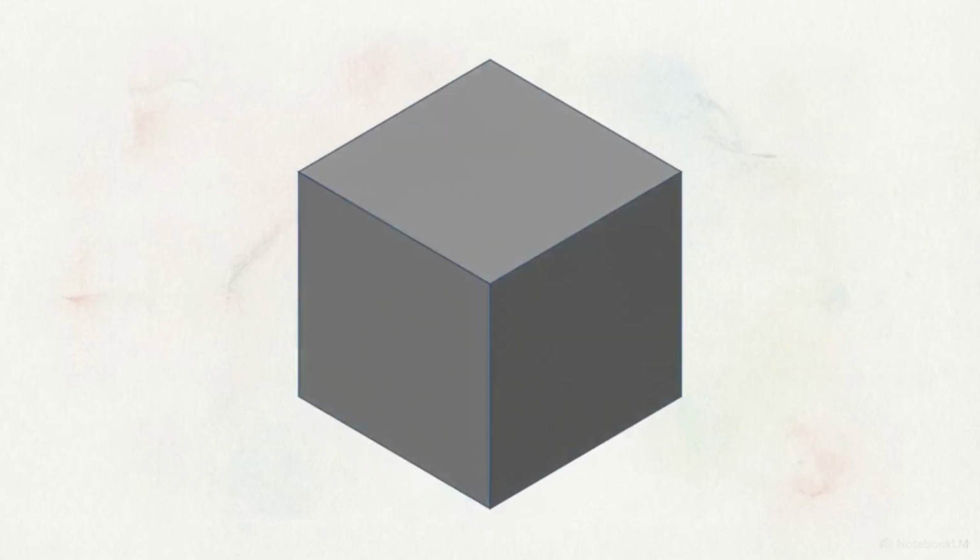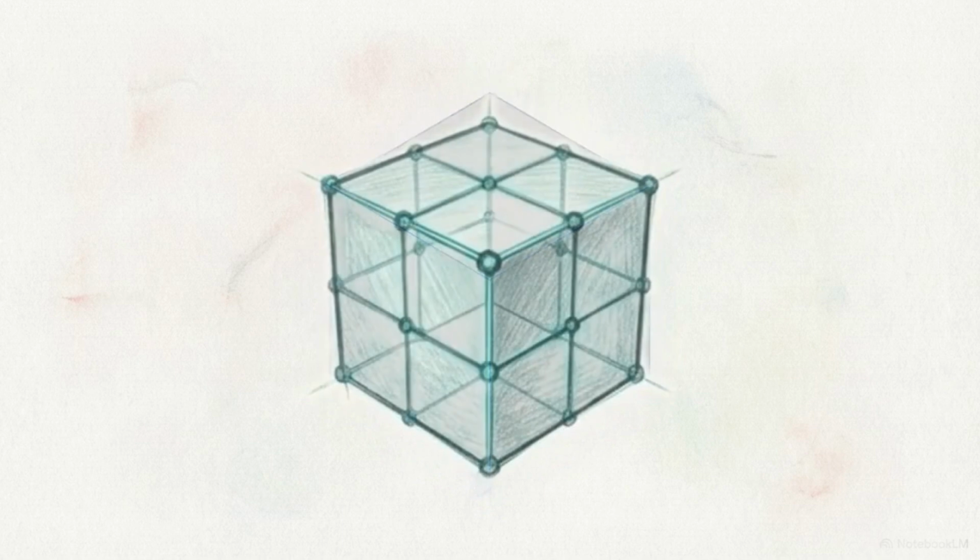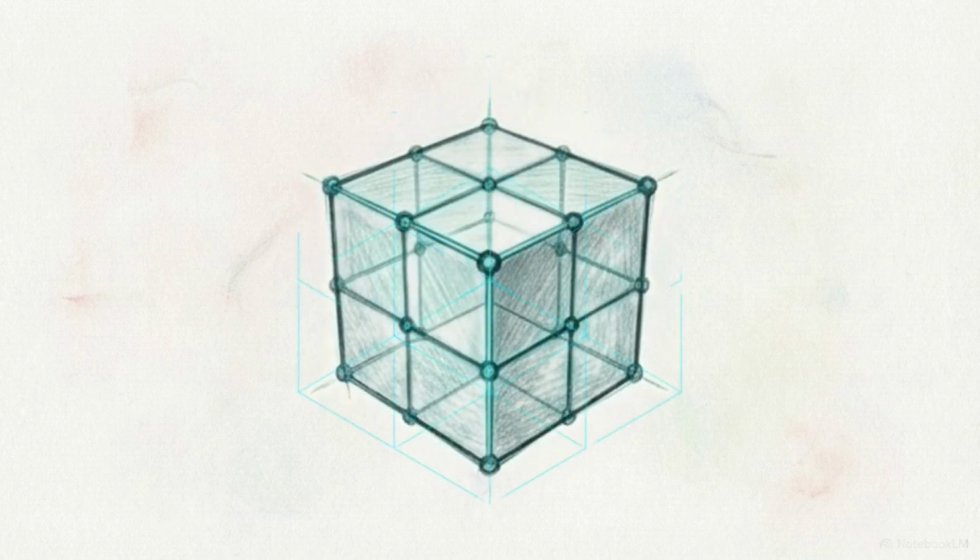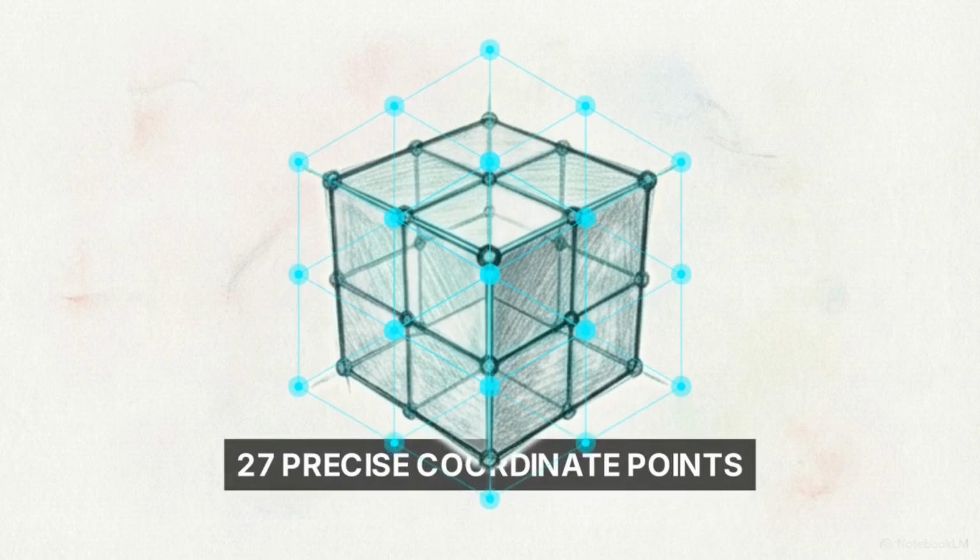Switch your viewport to wireframe mode. You can now see the internal intersections created by those vertex settings. This grid is the scaffolding. It provides 27 precise coordinate points where we will eventually anchor our individual puzzle pieces.